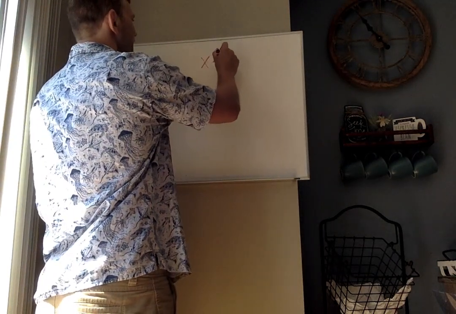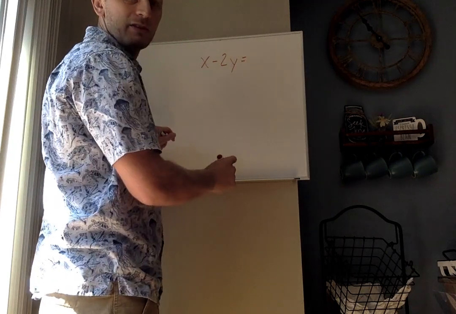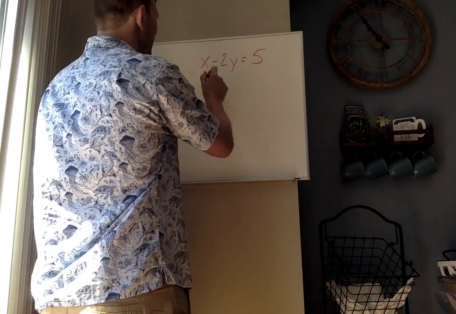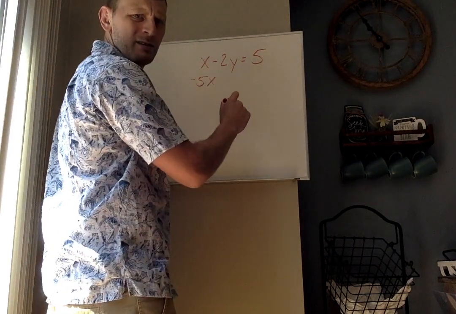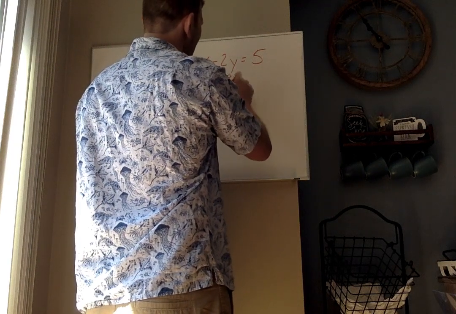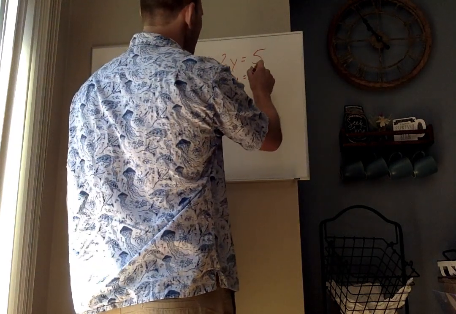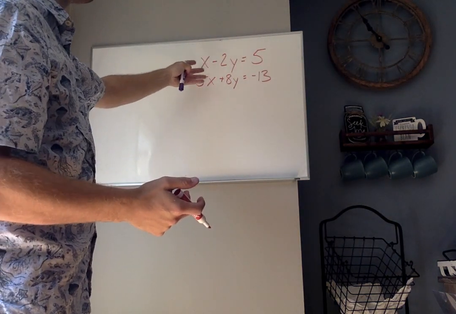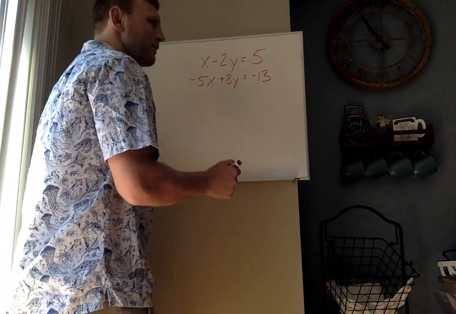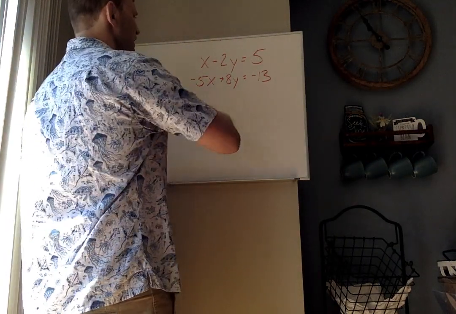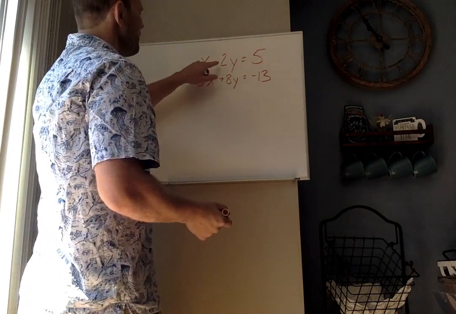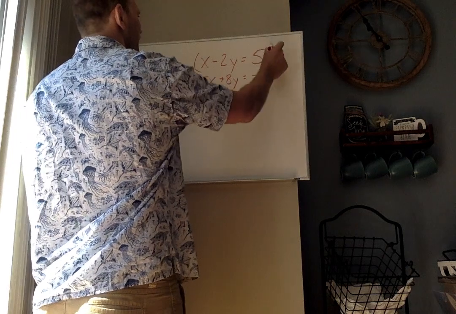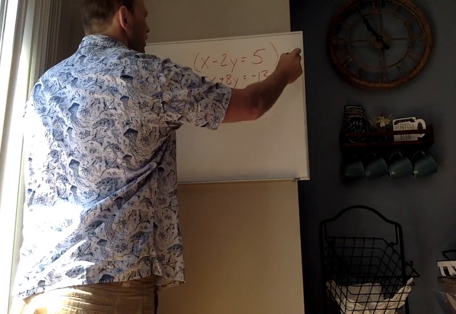So now I have x minus 2y equals 5, and I have negative 5x plus 8y equals negative 13. Well, now they're not the same. So what I have to do is pick a variable. I'm going to pick y in this case, and I'm going to try and get rid of the y's. Now, how do I make a 2 and 8? Well, you have to multiply this by 4. So I'm going to multiply all these numbers by 4.